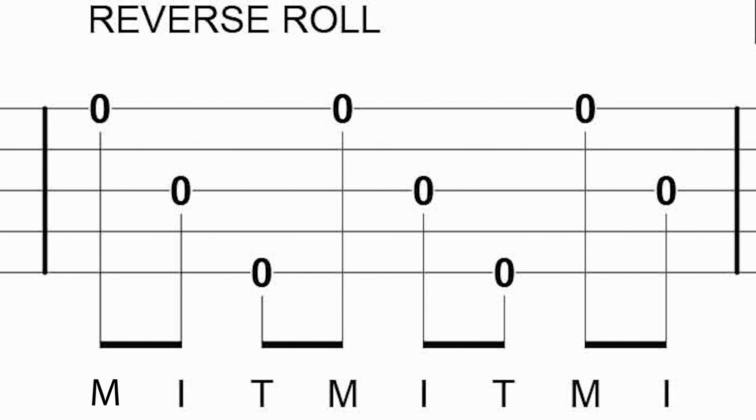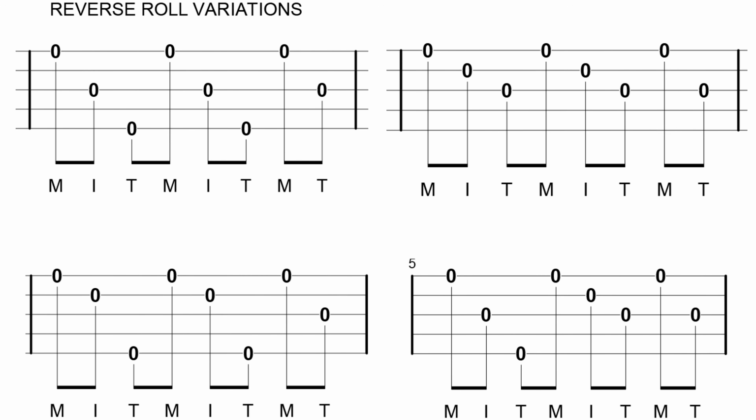The reverse roll is the forward roll in reverse. So the right hand picking pattern will be M-I-T, M-I-T, M-I. As with the forward roll, the reverse roll has several variations to play around with.